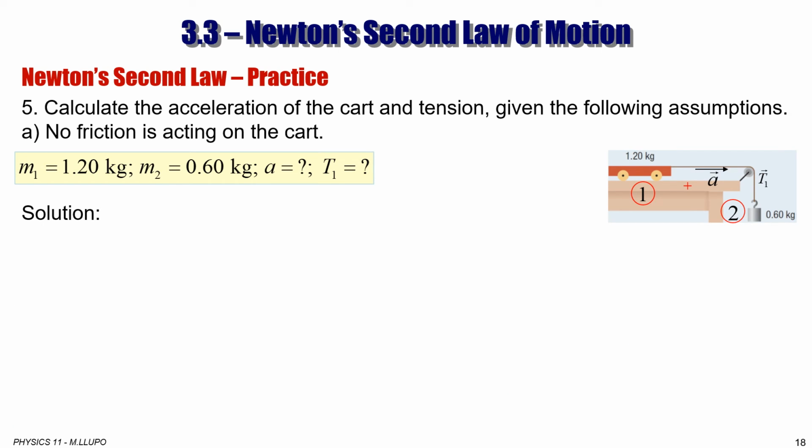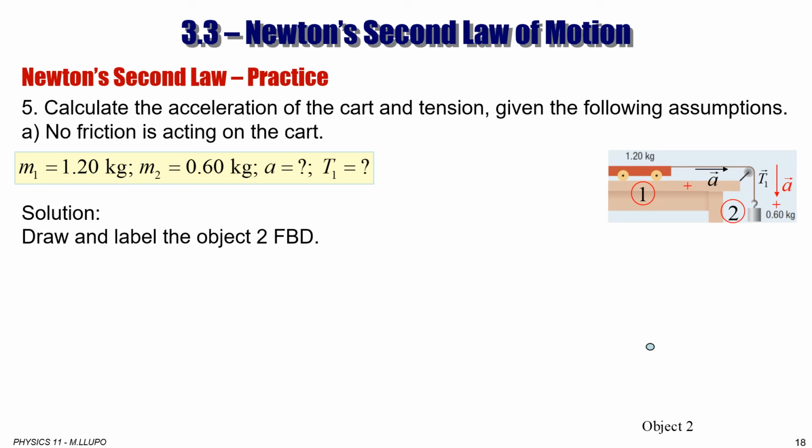We'll continue with the solution. Now we're going to focus on object 2. If you take a look, the acceleration regarding object 2 is downward. So that's why we label that direction of the acceleration as the direction of the motion. That's downward.